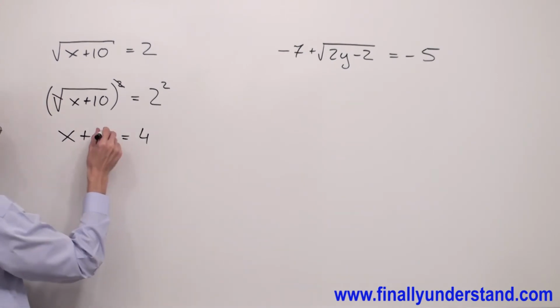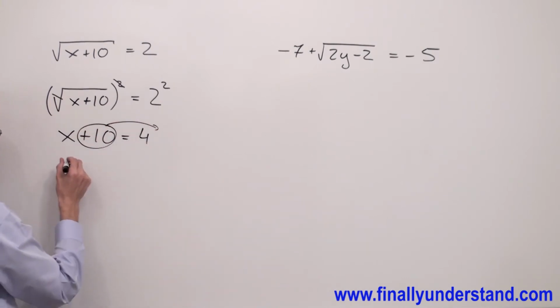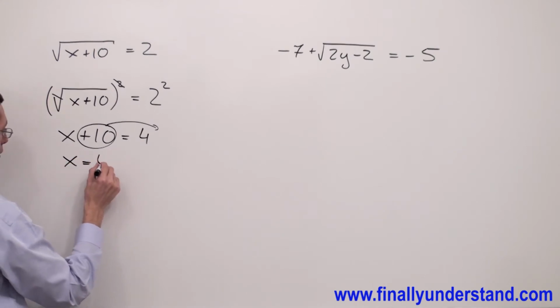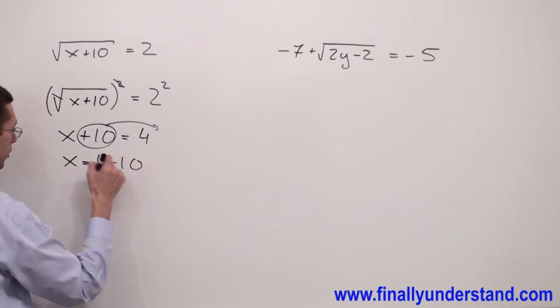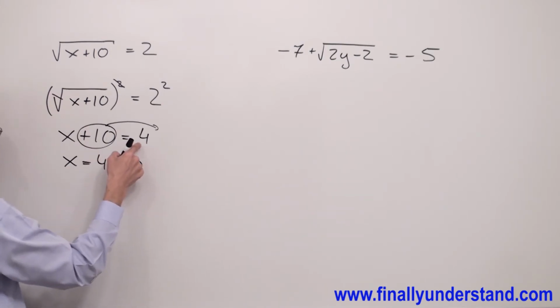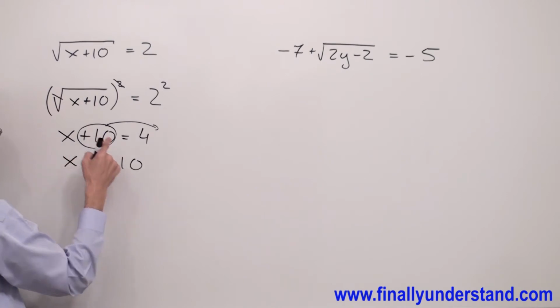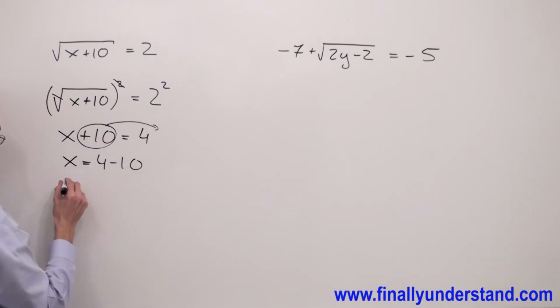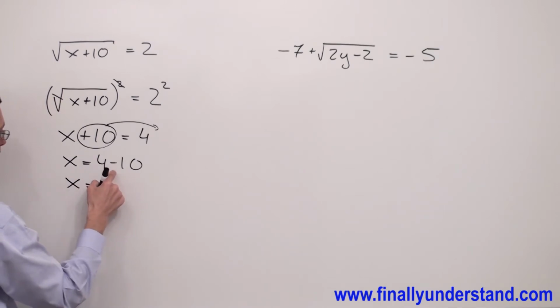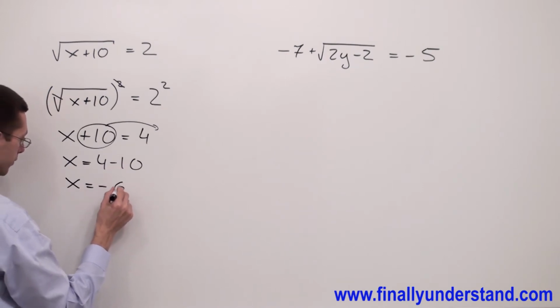In order to find the value of x, I have to move this positive 10 to the other side of my equal sign. So I have x equals 4 minus 10. Remember, anytime you move a number to the other side of the equation, when other variables and numbers are staying at their original positions, we have to change the sign to the opposite of whatever we had at the beginning. So in this case, I have to change positive to negative. I have x equals 4 minus 10, which is equal to negative 6.